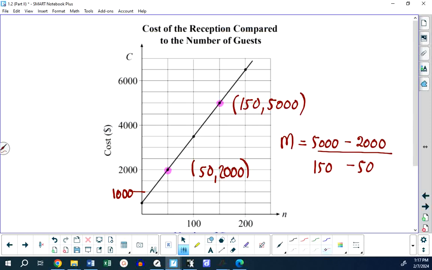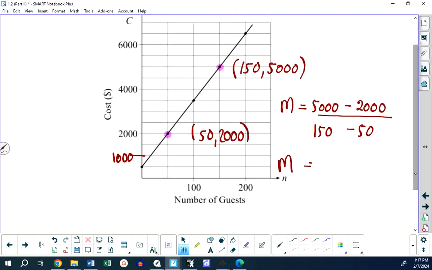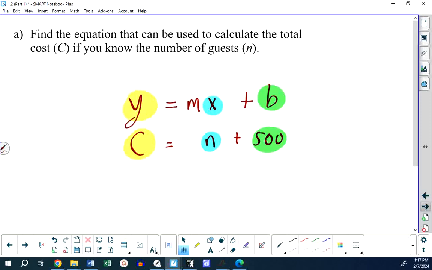Daniel, have you already got the slope calculated for us? What is it? 30. 30? Okay. Which means the slope is 30. So our equation is cost equals 30 times number of people plus 500. Let me write that equation down. And I'm just writing it without the highlighting. I want you to see if you can come up with, well, let me just ask it.